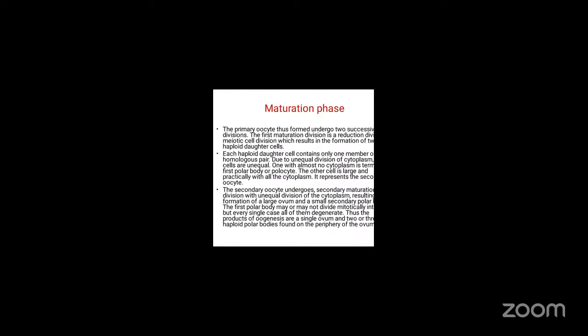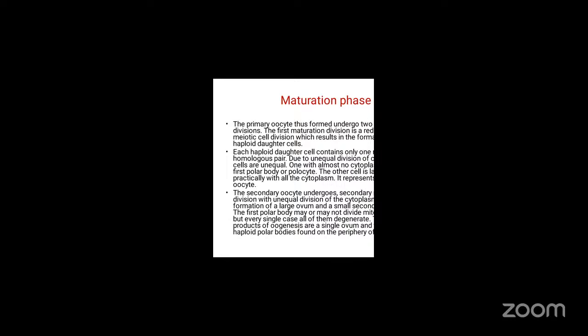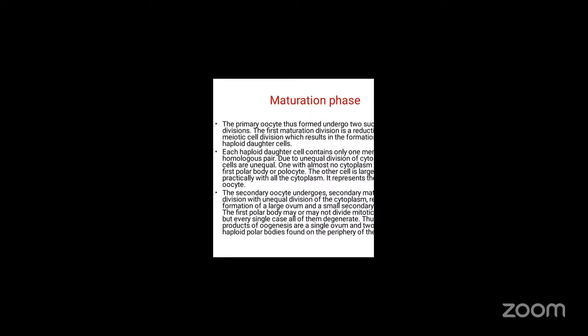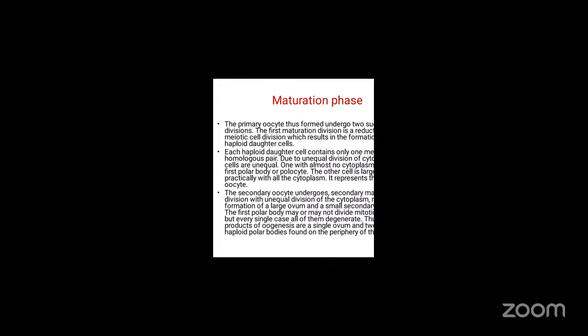The next phase is the maturation phase. Now in the maturation phase, what happens? The primary oocyte undergoes two successive divisions. Once the oogonia is there, it divides with the help of mitosis. It forms what? It forms a primary oocyte, like we have seen in spermatogenesis, where it forms the primary spermatocyte. So here also, at the end of mitosis, the oogonia will form the primary oocyte. The primary oocyte undergoes two successive divisions.